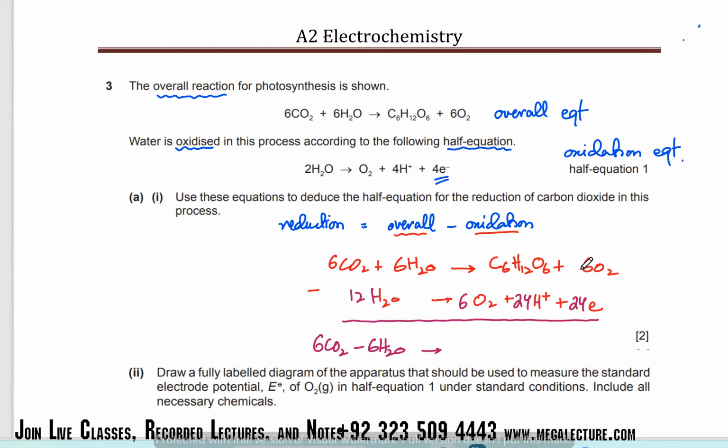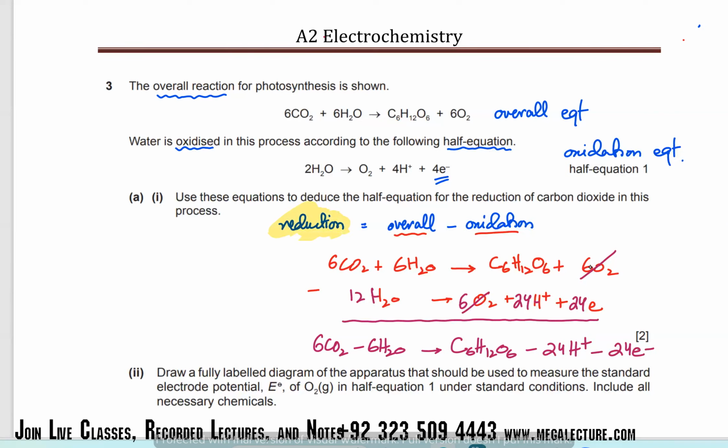इधर क्या आएगा? It's going to be, the O2s are going to get cancelled out. When I subtract the right side, it's going to be glucose. So C6H12O6 minus 24H plus 1 and minus 24 electrons. Okay, so now I've found my reduction equation. Okay.